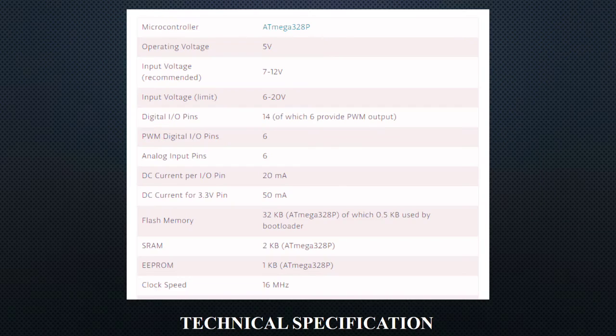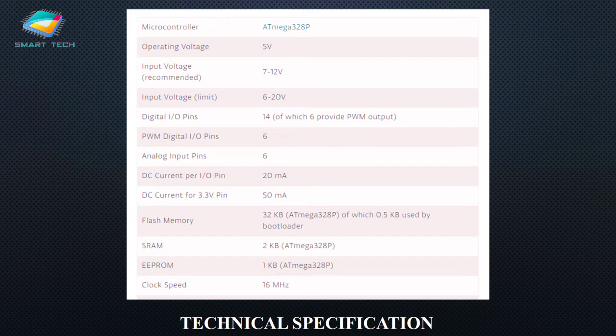Now let's enter into more technical detail about the Arduino Uno. It is made up of a microcontroller chip called ATmega328P. Its operating voltage is 5 volts. That means we have to give 5 volts to work with the Arduino Uno. They mention that the recommended voltage is between 7 to 12 volts, but it is always advisable to work with 5 volts.